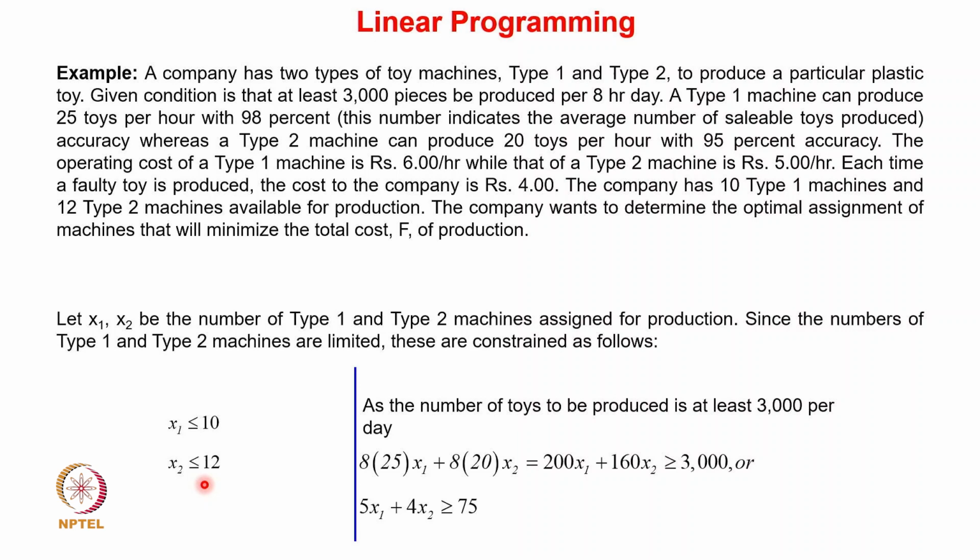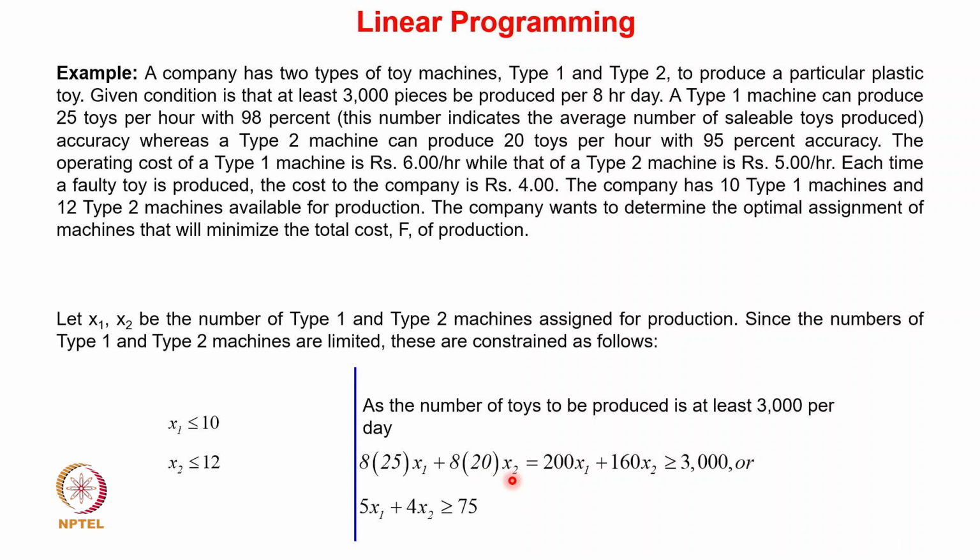Again, every day we want to produce 3000 pieces. A type 1 machine produces 25 toys per hour, so 25 into an 8 hour shift, multiplied by the number of type 1 machines X1, gives the number of toys produced by type 1 machines. Similarly, 8 hours multiplied by 20 toys per hour, times the number of type 2 machines X2, gives the toys produced by type 2 machines. This sum should be greater than or equal to 3000, because we want to produce a minimum of 3000 pieces.